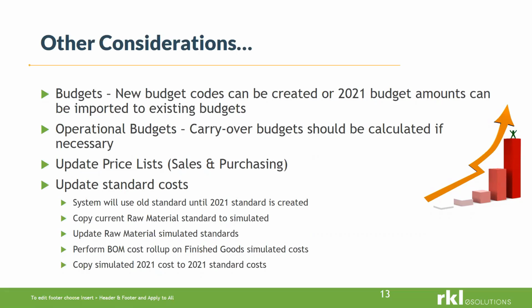If you have product that you are maintaining at standard cost, the system will continue to use the old standard cost until a 2021 standard has been created. You can copy the current raw material standard to a simulated cost, then update your raw material simulated standards and perform your BOM cost roll-up on the finished goods in order to get those simulated costs, and then copy those 2021 simulated costs into your 2021 standard costs.